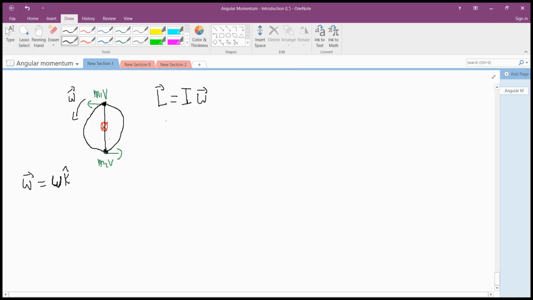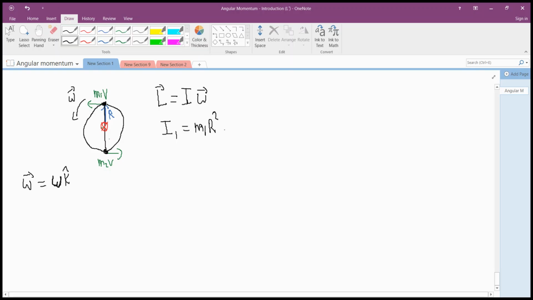To get that, we should get the moment of inertia of each individual particle first, and then we can add them up. Let's consider the particle at the top right here, the mass m1. Because the two particles are moving in a circle, it is located at a distance big R, the radius of the circle, away from the axis of rotation in red. Its mass is m1, so the moment of inertia for this single point particle is m1 R squared.